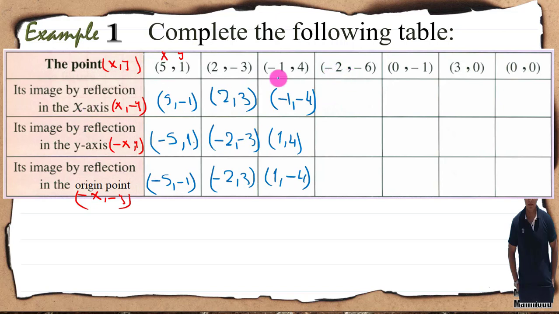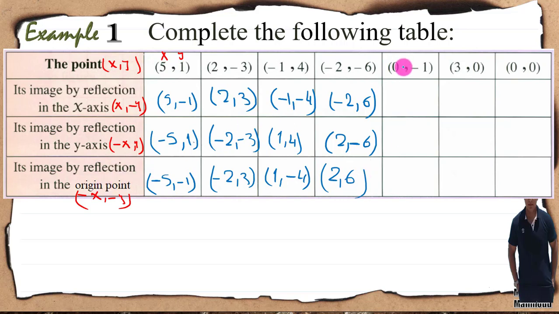-2 and -6. In the x-axis we change y, so it will be -2, +6. In the y-axis we change x, so it will be +2, -6. In the origin we change both, so it will be +2, +6.